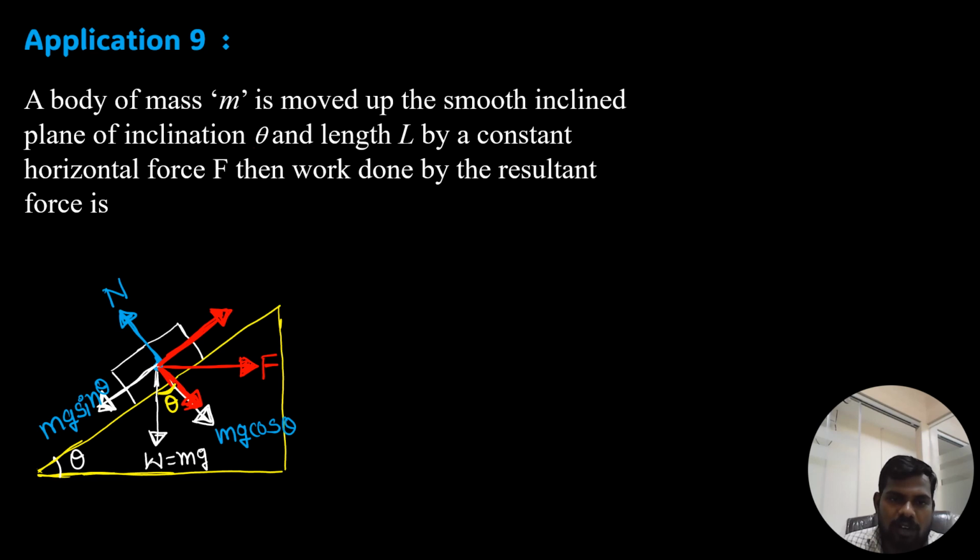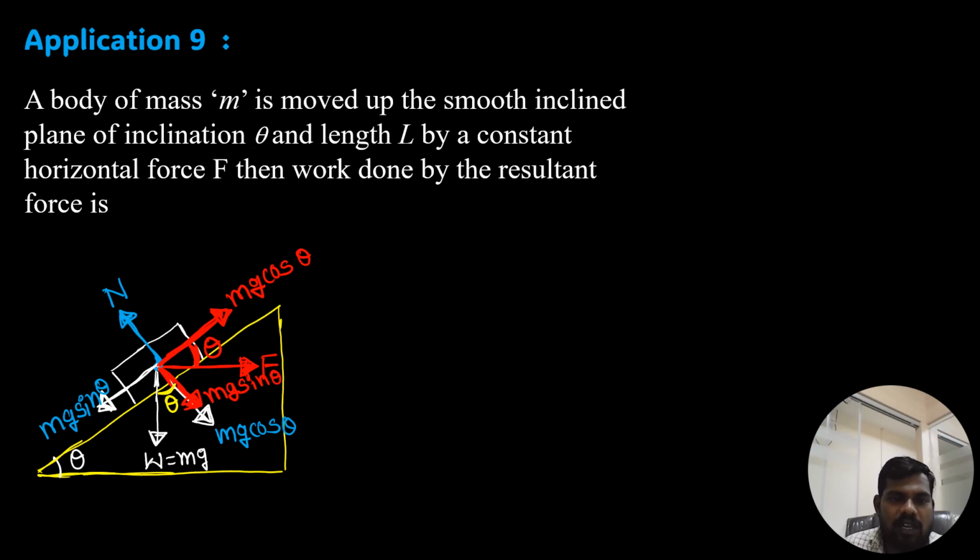Then which component is cos theta and which component is sin theta, that is the point in this case. Okay, now we can see. On this side we are getting the theta, and this is mg cos theta, and this is mg sin theta. So when you apply the force on this block, the block is moving up on the inclined plane.